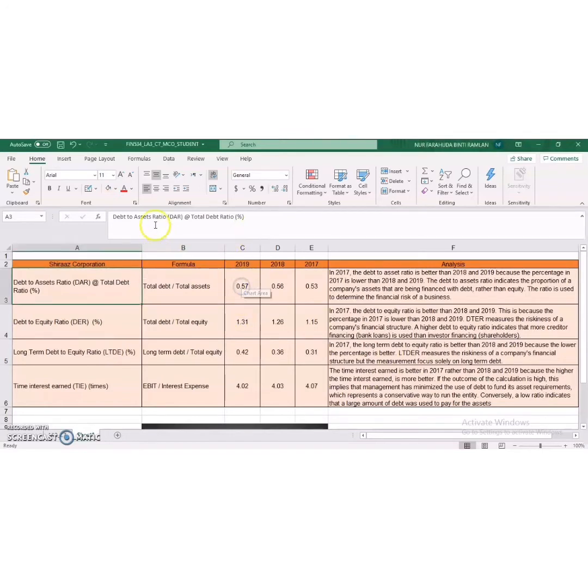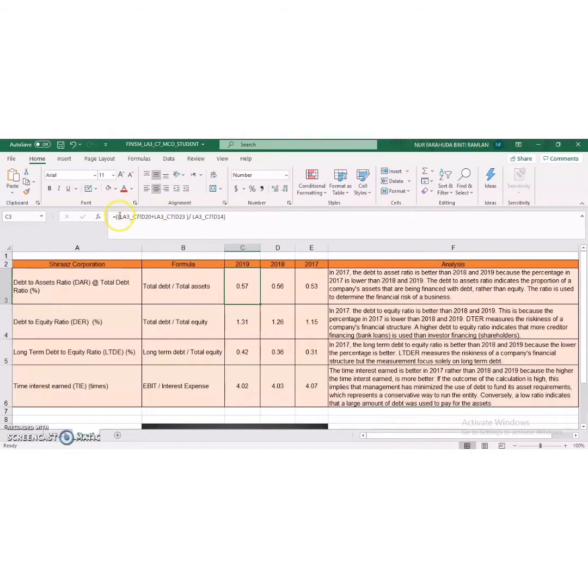Okay, we must calculate this ratio using the Microsoft Excel formula, and not manually. Okay, first we need to put the equal sign, then we open a bracket, then we put another open bracket because we need to calculate two things.